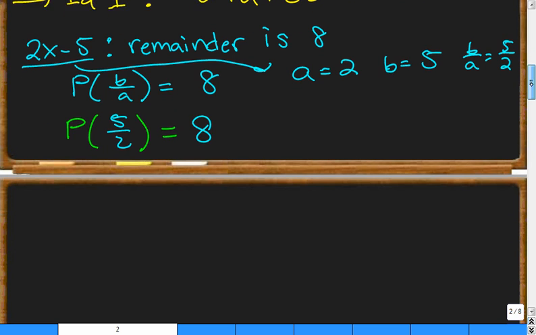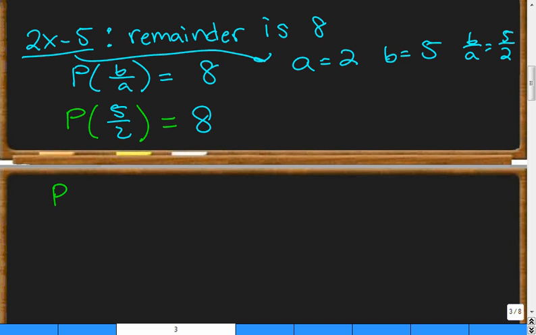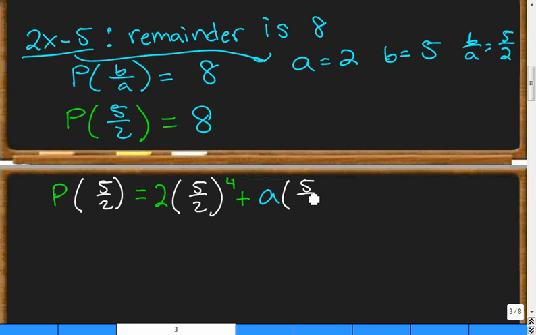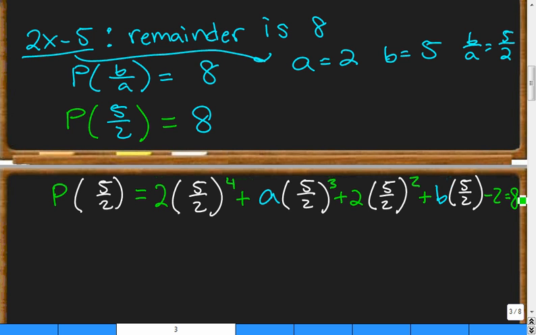Okay? Based off earlier in the problem, we're going to have P of 5 halves equal to 2 times 5 halves to the 4th, plus our unknown A times 5 halves cubed, plus 2x squared, so this is going to be plus 2 times 5 halves squared, plus bx, so we've got plus b times 5 halves, and then minus 2, and that equals 8. Sorry, running out of room here.